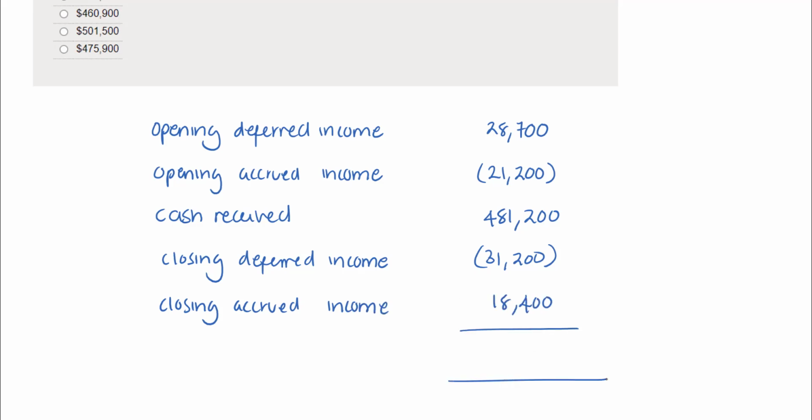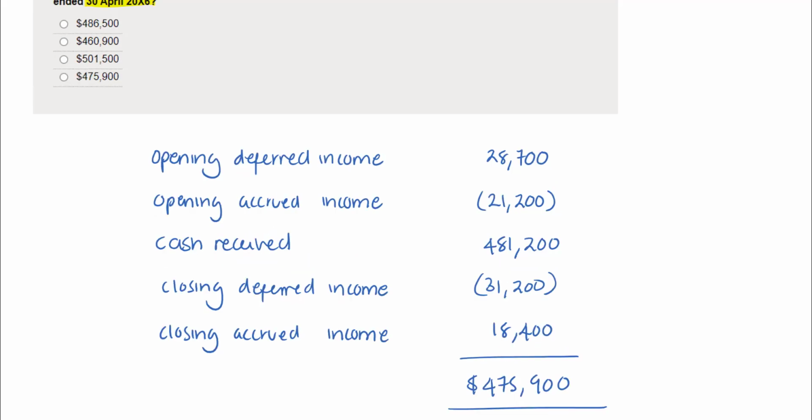And if we add down, what we will get is 475,900. This is the rental income that the company must show in its statement of profit or loss for the year ended April X6, which is option D in this question.